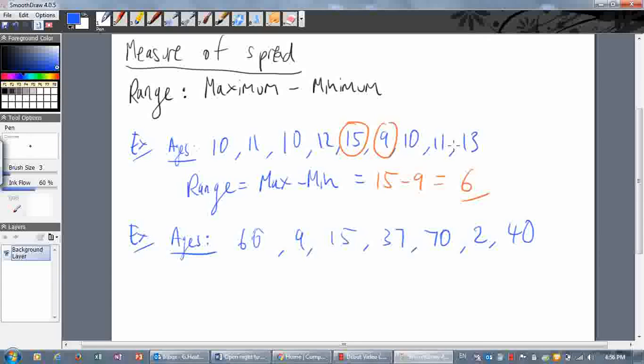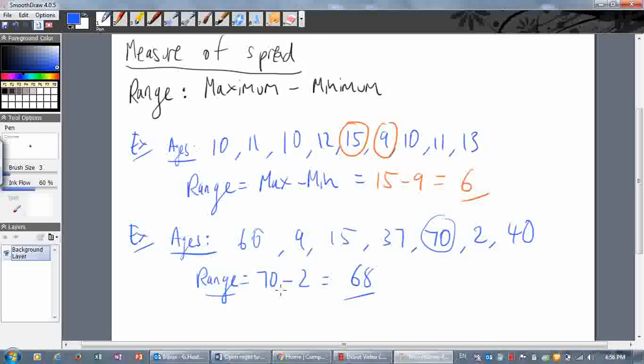This one looks like you went to maybe a high school or a primary school, somewhere in there, where it's all the same sort of ages for kids. They're very, very similar. Whereas here, they're all over the place, and so you'd expect a bigger range. In this one, your range is equal to your max minus your min. Your maximum age here is 70. Your minimum age here is 2, and so your range here is 68. In other words, the difference between the biggest and smallest is 68 years.